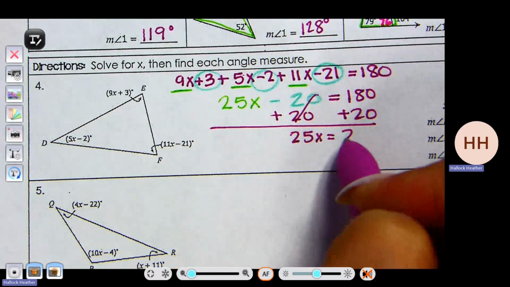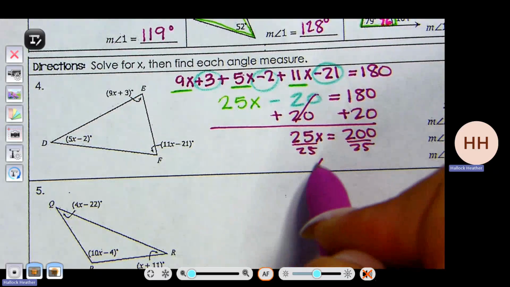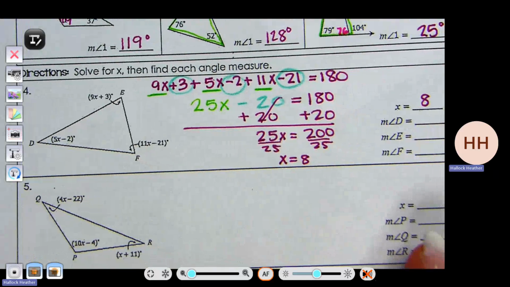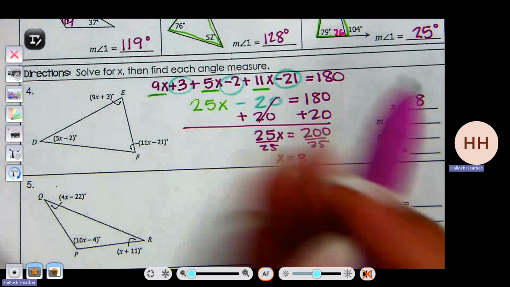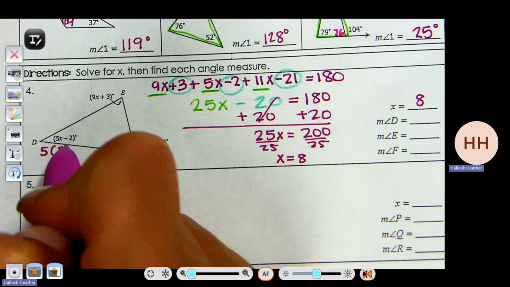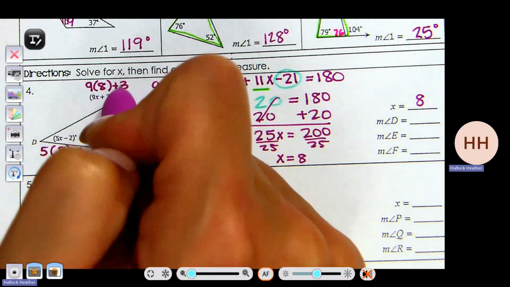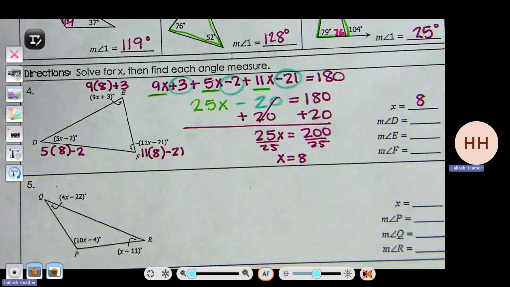Good. And you plug it in. That's the only time. Plug it in. So take a second. You're going to plug it in. This is the part that we don't have to write. I'm going to show you, but feel free not to copy this part. But you can just plug this in using the calculator. You're doing 5 times 8 minus 2, 9 times 8 plus 3, 11 times 8 minus 21. You don't have to write the work down for that.